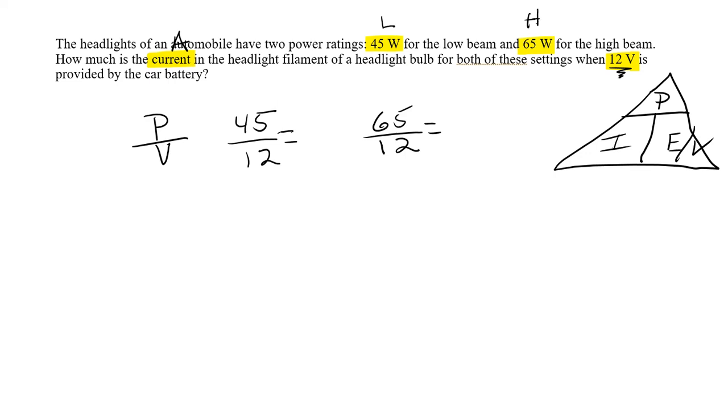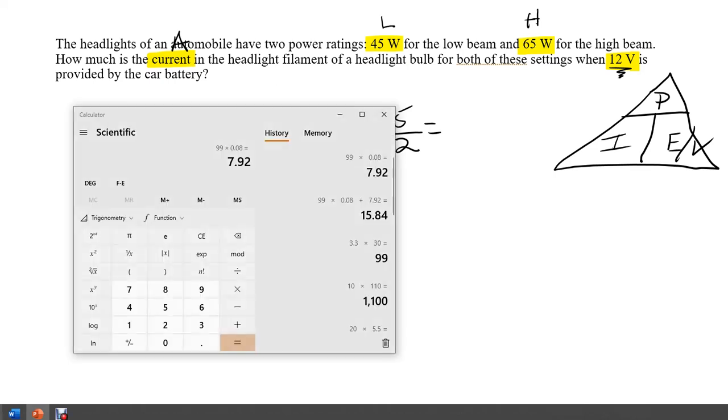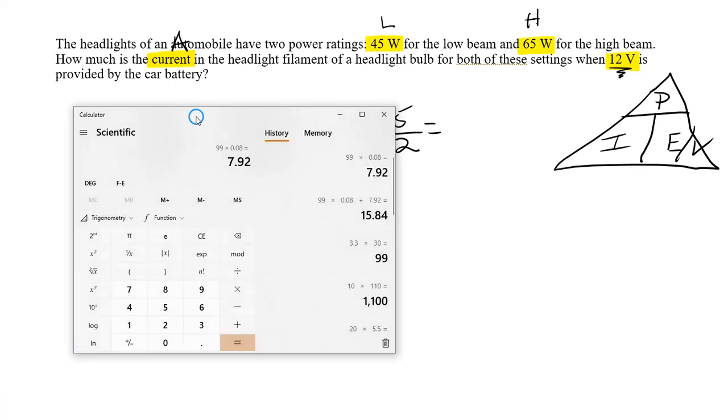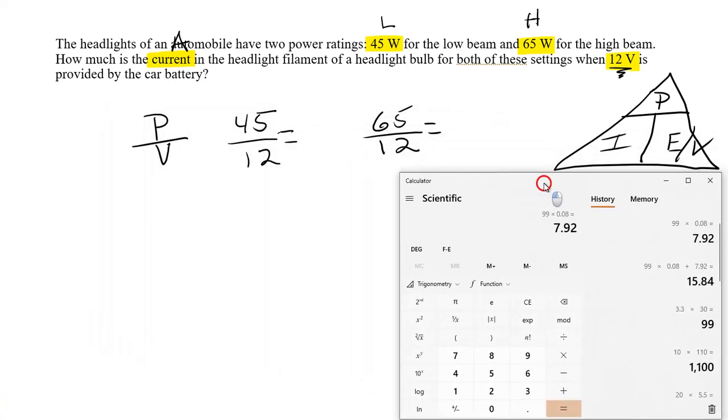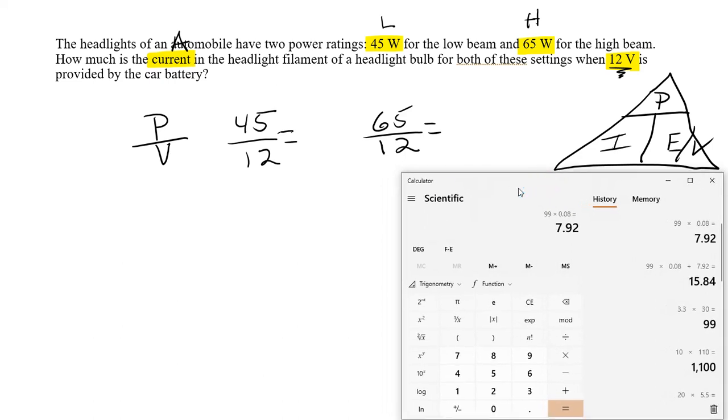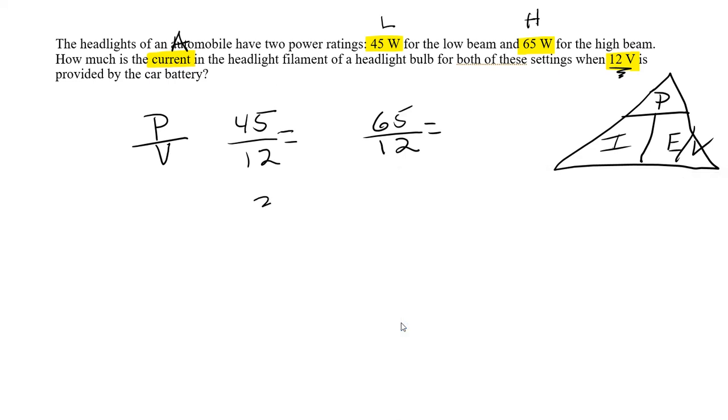All right, so let's figure this out. Let's get our calculator out. We'll move it out of the way. The first number I'm going to get is 45, and I'm going to divide that by 12. And that's going to give me 3.75 amps for this one.